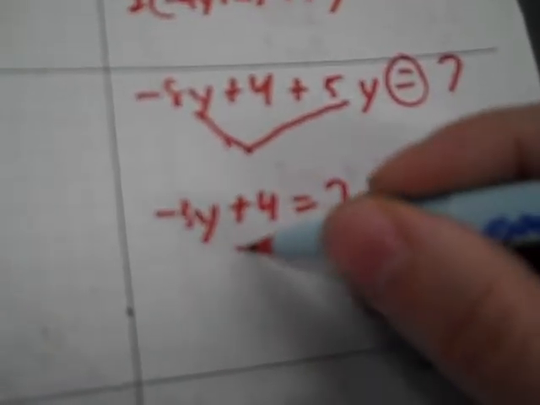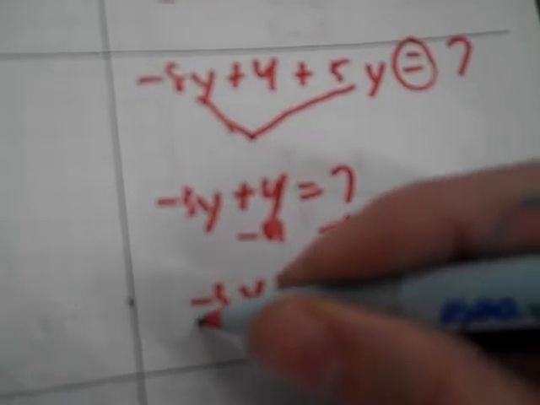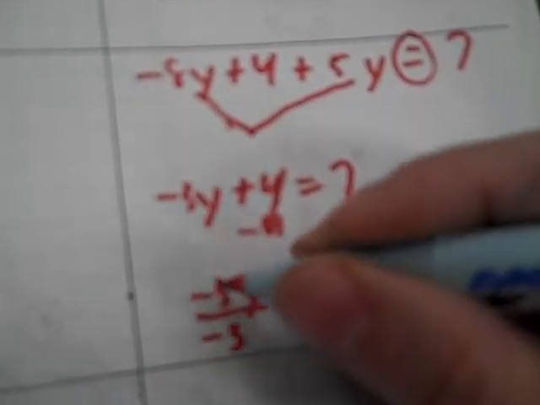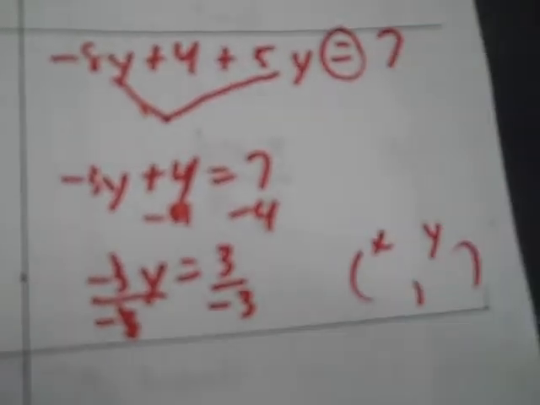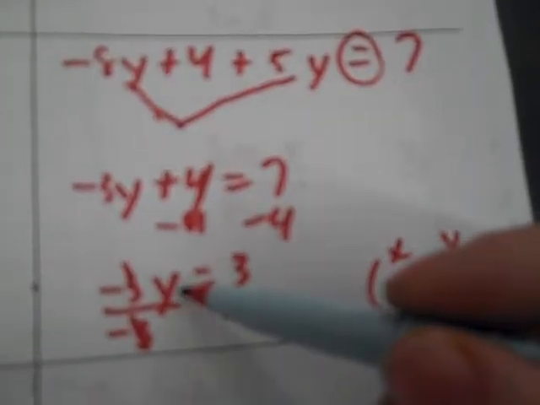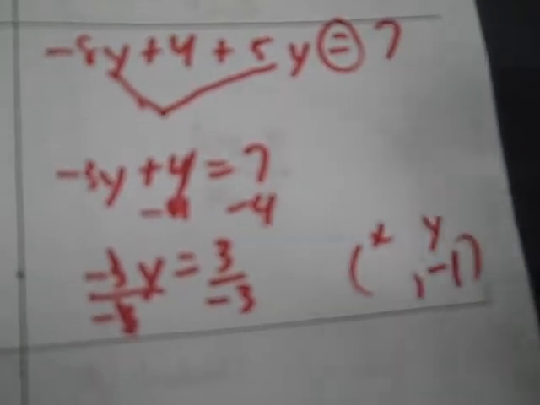Okay, then I just minus 4. And negative 3 times y equals 3. Then divide by negative 3. And divide 3 by negative 3, and that's negative 1. But remember, that's the y variable. Substitution, you really got to pay attention to what variable.